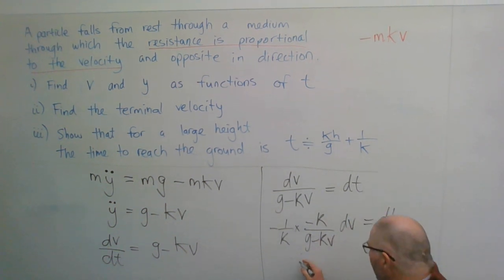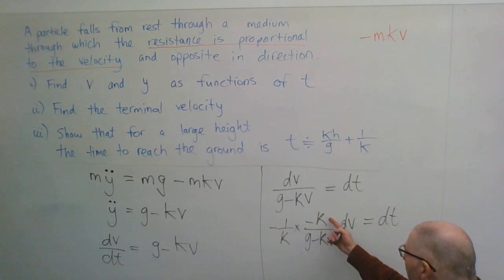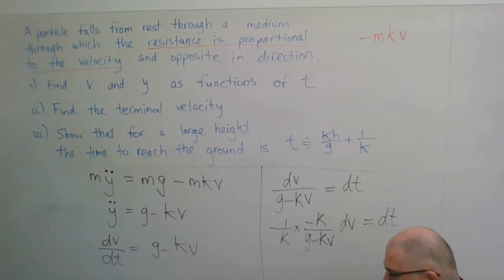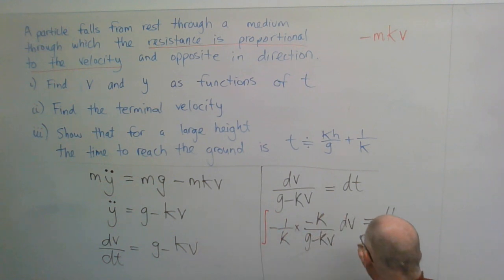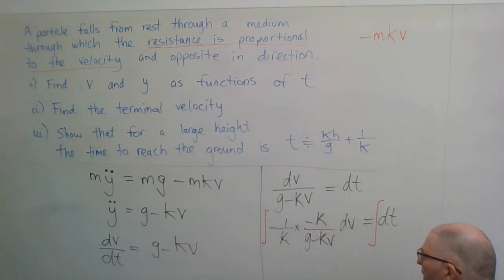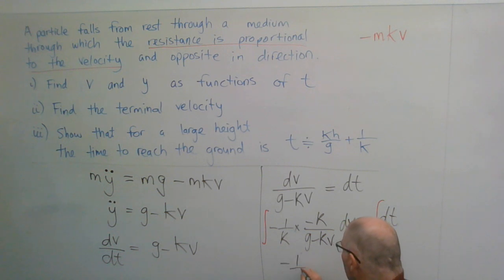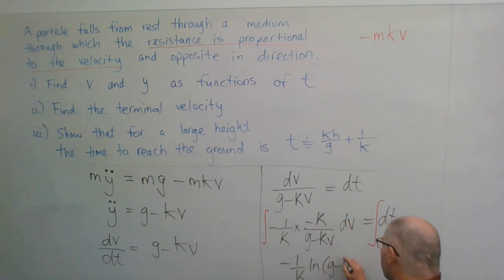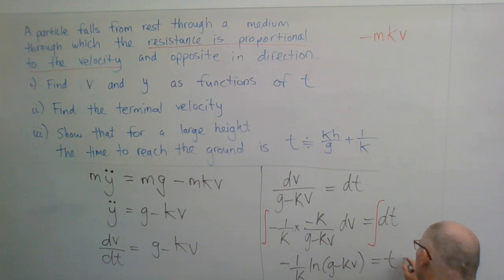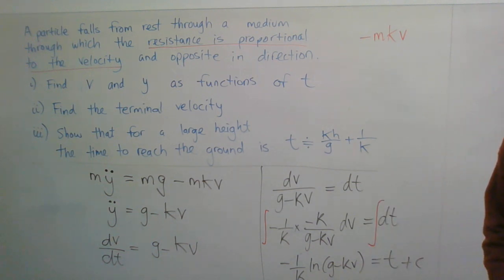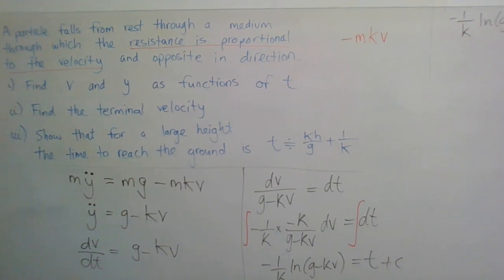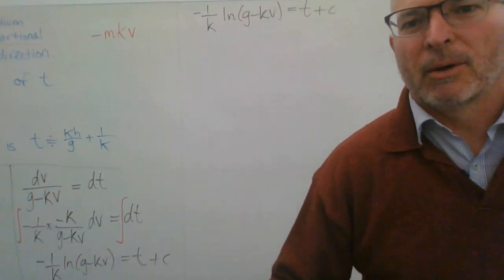That way I can say that the derivative of this is sitting on top of it. So if I integrate this side and integrate this side, I can get minus 1 on k natural log of g minus kv equals t plus c. So I'll just bring that up here. Minus 1 on k natural log of g minus kv equals t plus c. And we can continue on from that spot.